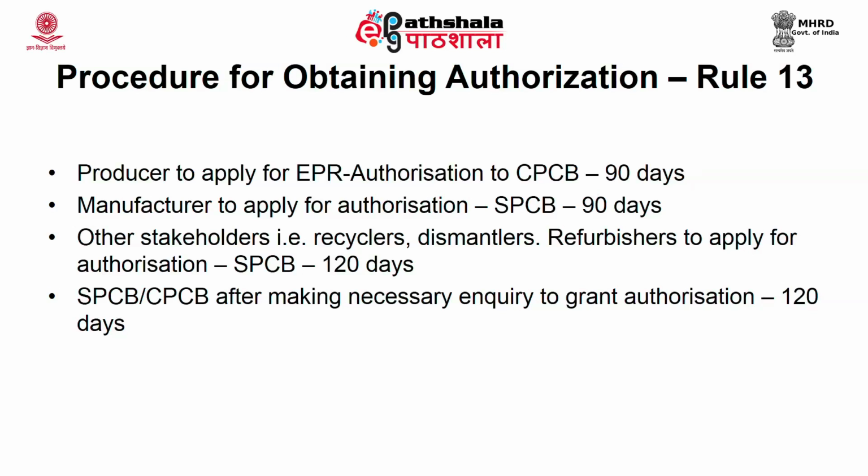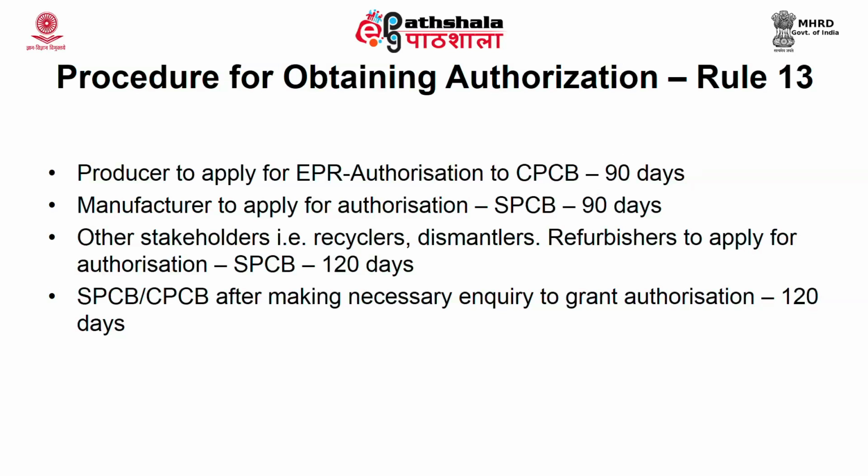Rule 13 provides that a producer is to apply for EPR authorization to the Central Pollution Control Board. All others are required to apply to the State Pollution Control Board. Only the producer, because under the 2016 rules the producer is granted pan-India authorization now. So he is required to apply for EPR authorization within 90 days of the date of notification of these rules. That is, within 90 days from 1st of October 2016, producers were required to apply in the requisite form for EPR authorization with the Central Pollution Control Board.